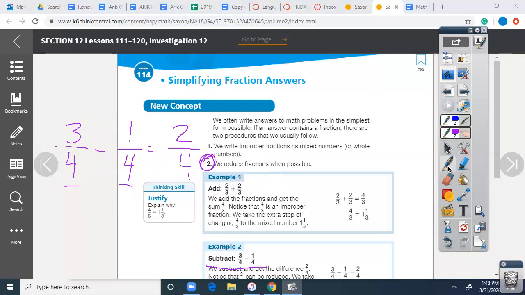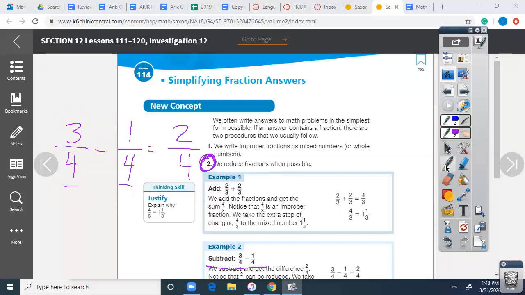Remember what we talked about yesterday? We need to reduce fractions when possible. So we just learned this yesterday. You need to look at the top and the bottom number and say, what number can I divide the top and the bottom by to make the numbers smaller, right?